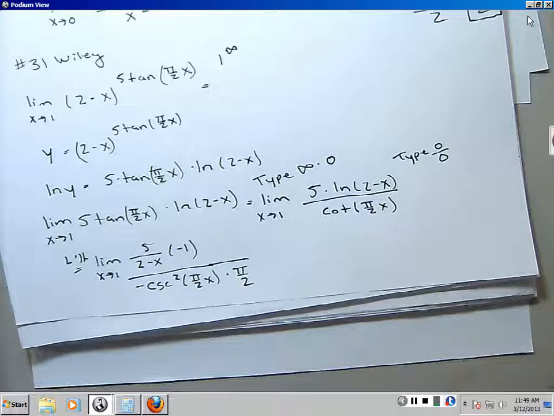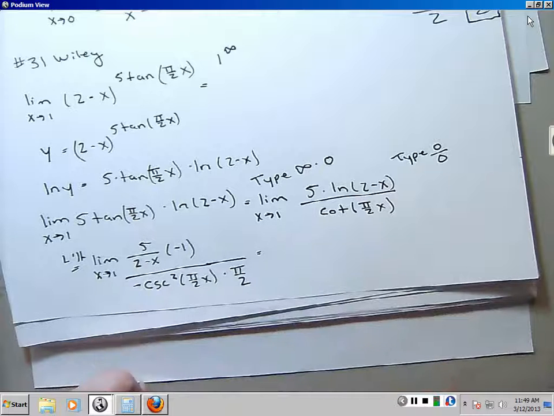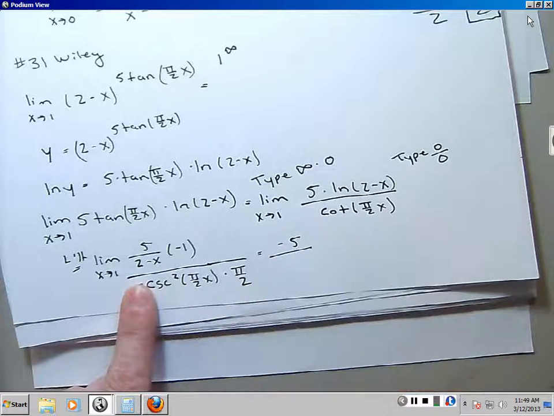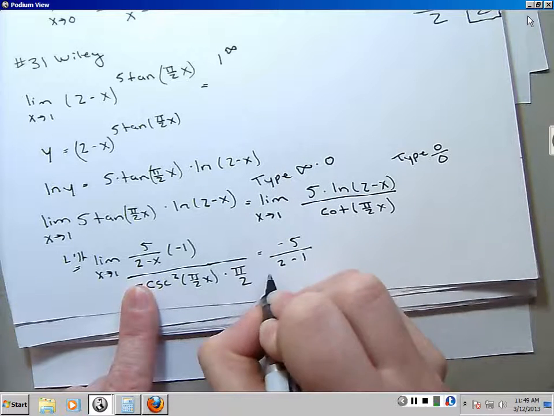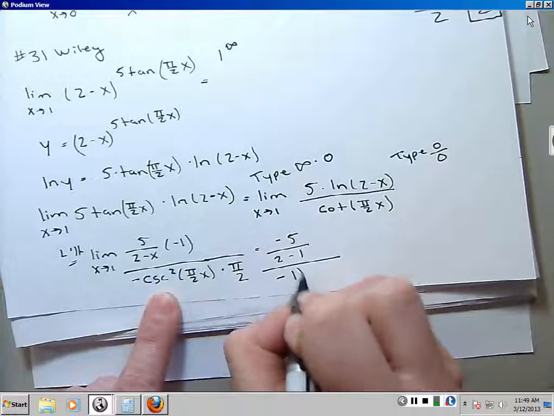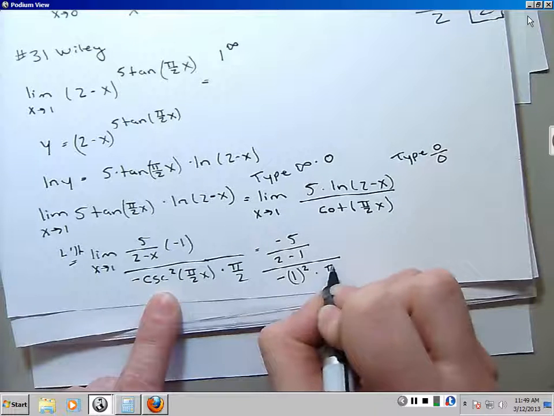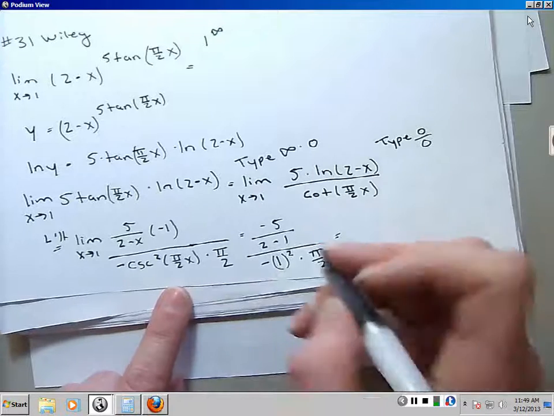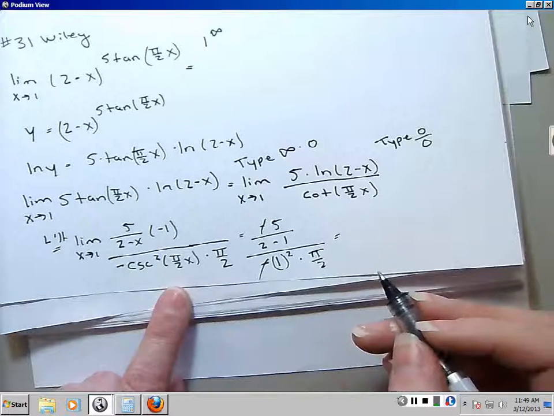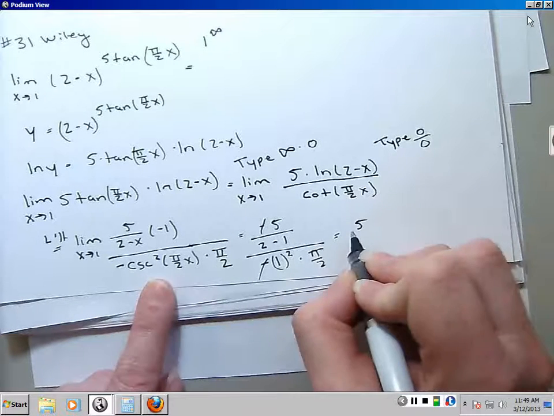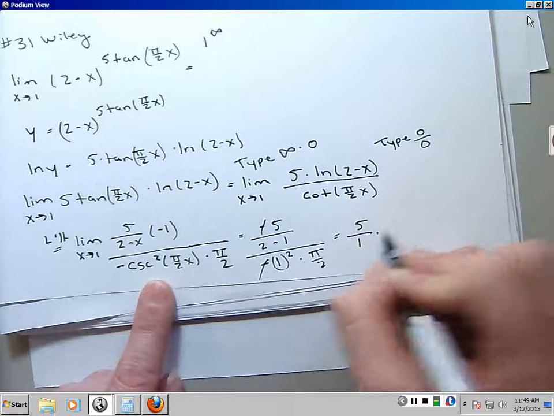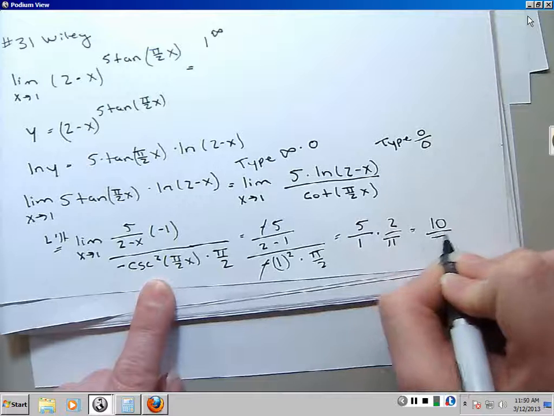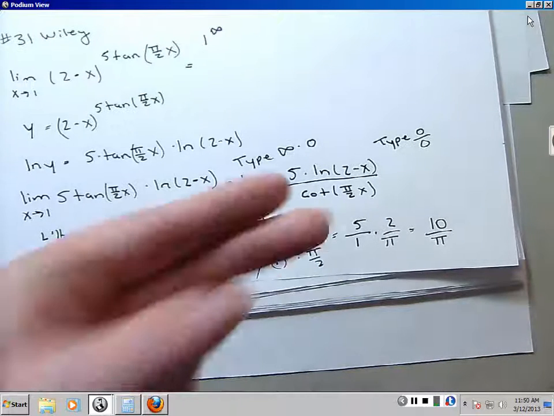So here, on top, I get minus 5 over (2 minus 1), over minus 1 squared times pi over 2. So now I've got to clean up some stuff. The negatives cancel. Flip and multiply, so really I have 5 over 1 times 2 over pi. So it would be 10 divided by pi.